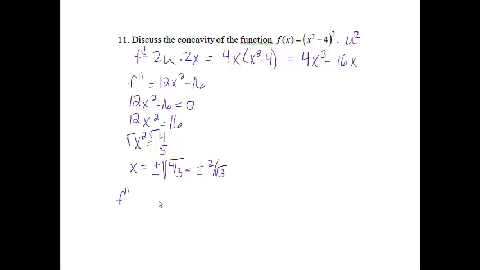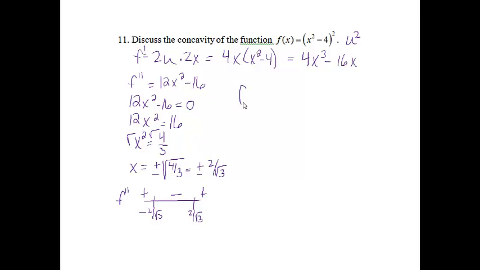Okay, doing an f double prime chart now. We'll put negative 2 over the square root of 3 on our chart and 2 over the square root of 3. Testing something to the left, for sure negative 10 would be less than that number. And so if I go into my second derivative and plug in negative 10, I'll get 1200 minus 16, which is a positive number. In the middle, I'll test 0. If I plug in 0, I'll get a negative number. And if I test 10 over on the right side, I will get a positive number once again.